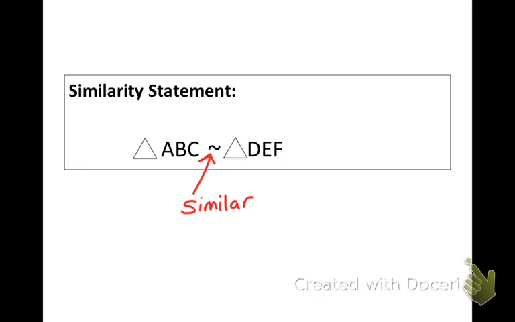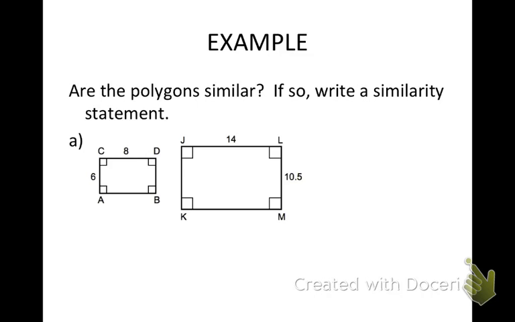Okay? All right, so first example, we need to decide, are my polygons shown here similar? If so, write a similarity statement. Okay, so I've got two rectangles. The first thing we need to check is, do I have congruent angles? Yes, because they all happen to be what degree? 90. Okay, so I've got congruent angles, yes. So that's good. Now I need to check for proportional sides.